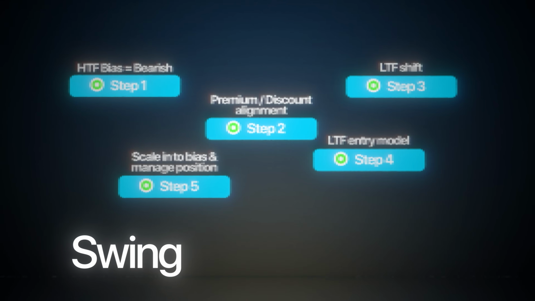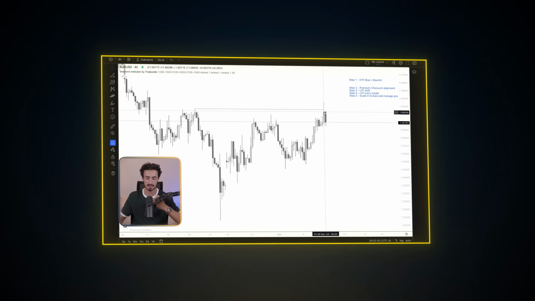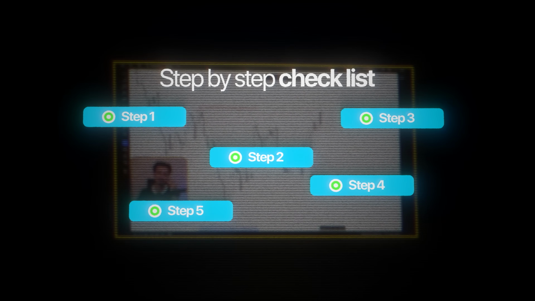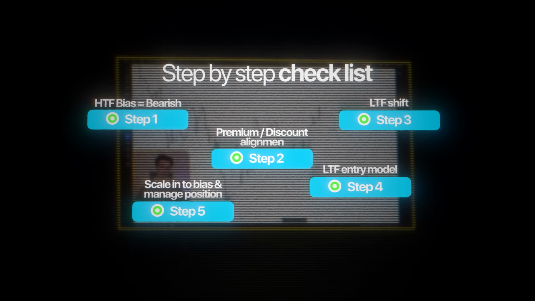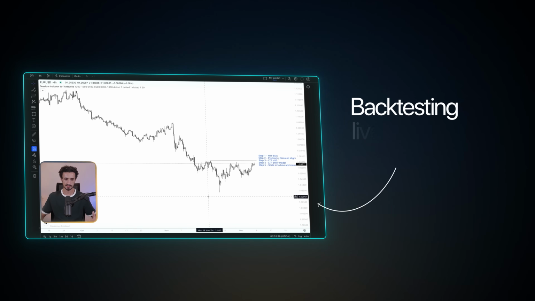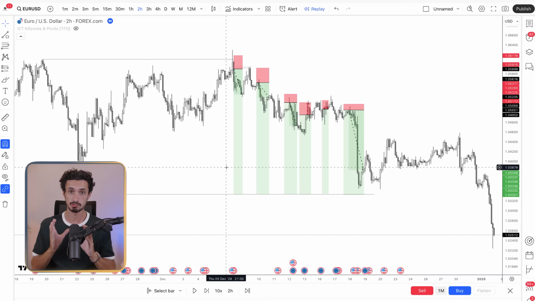This one swing trading strategy that I'm about to share with you is extremely simple, but it could be the answer to your profitability. I'm going to be walking you through a step-by-step checklist that takes you through every stage of taking a profitable trade. On top of that, I'm going to be backtesting a live strategy with you so that you understand exactly how it works and how to trade it consistently. So let's dive straight into the video.